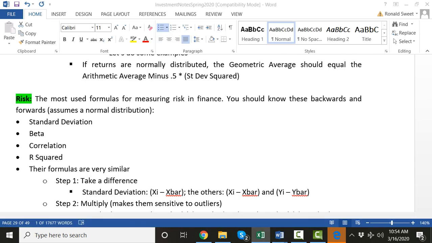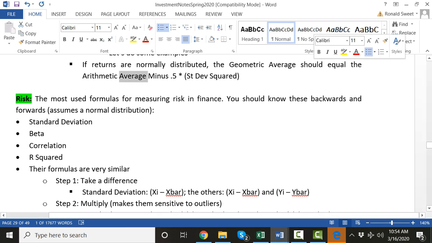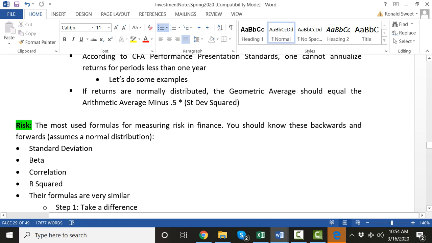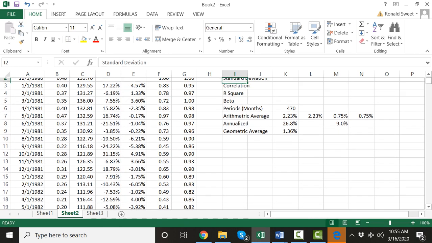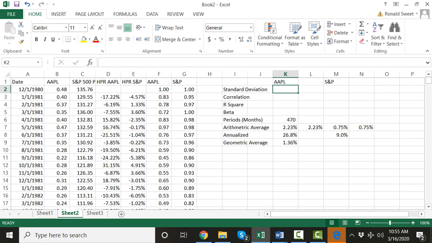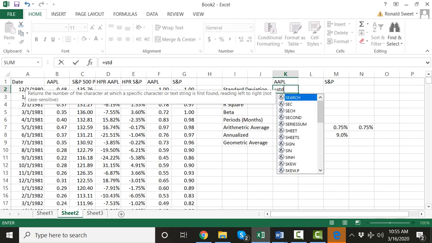Now, one thing you'll notice in the class notes, on page 29, right before the section on risk, is that the geometric average should equal the arithmetic average minus 1/2 of the volatility, or 1/2 of the standard deviation squared. Let's see if that's true with Apple. We haven't done standard deviation yet, but I'm going to go ahead and calculate it, and we'll come back to it. So don't worry about this right now. I just want to show you.